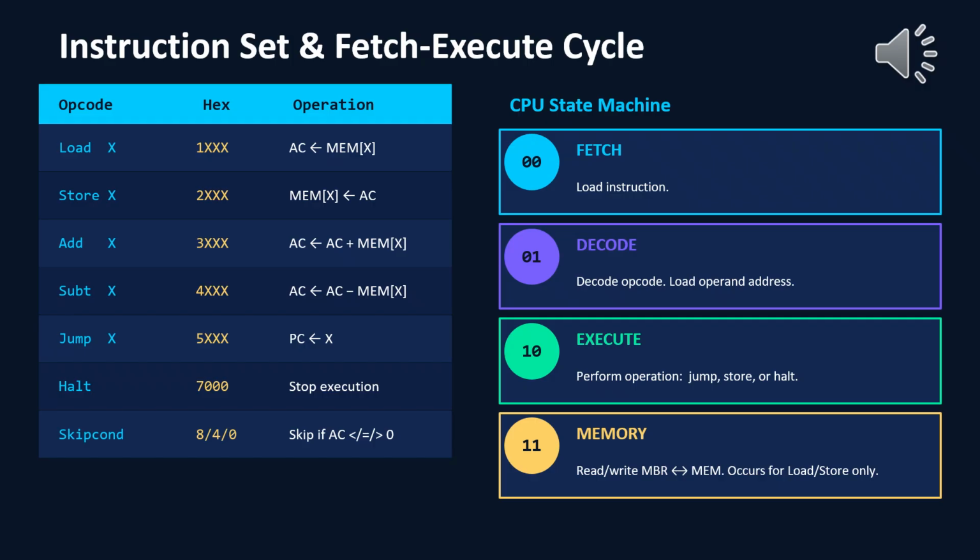And for the state machine, we have 4 operations, which are fetch, loading instruction, and also decode, execute, and memory. They will appear later in the simulation. For each block or each instruction, we have these 4 states in which the operation or the function runs.